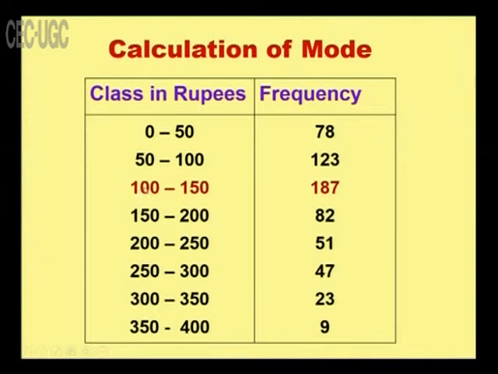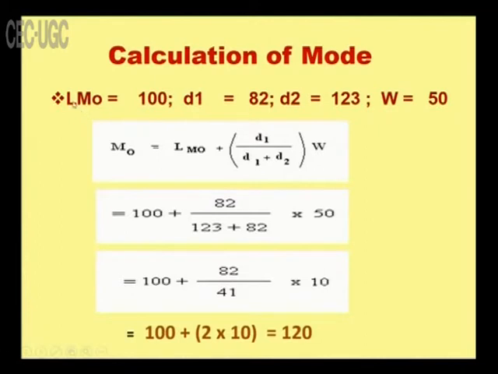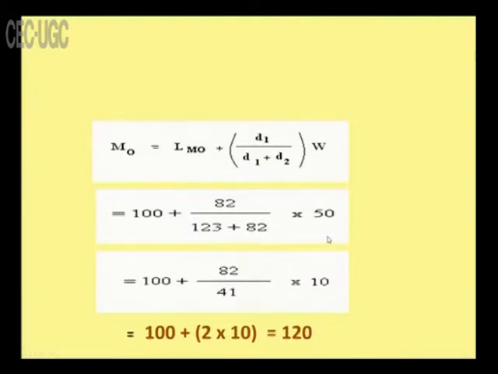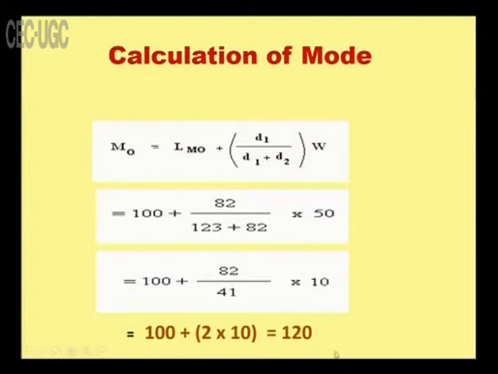and the lowest class limit is 100. Now let us apply this in the formula. Here the lower limit is 100, D1 is 82, D2 is 123, W is 50, and applying the formula, we get 120. So we can say that the mode lies between 100 and 150, but exactly what is it? For that we applied the formula and calculated 120 as the mode. Therefore, we can find the mode by using this simple formula.